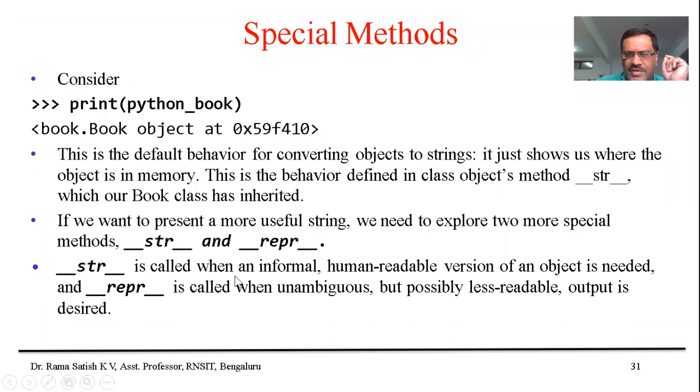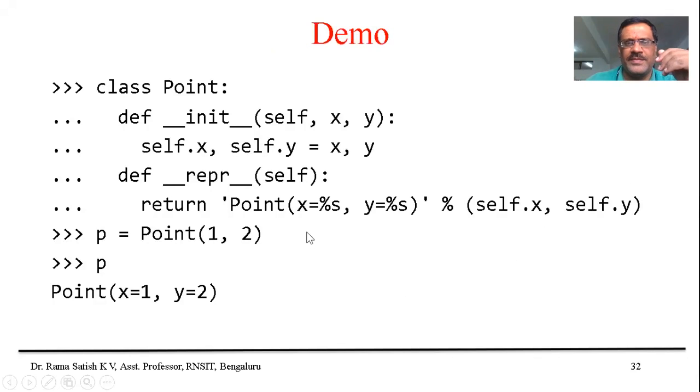Str is called when a formal, human-readable version of the object is needed, and repr is also called when the output is ambiguous, the same but possibly less readable because of the formatting it is doing.